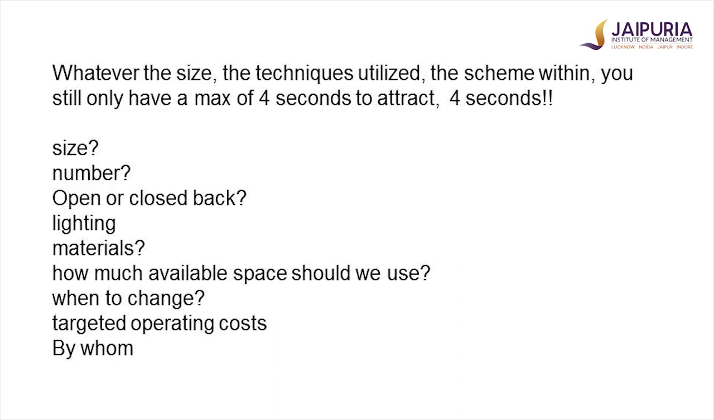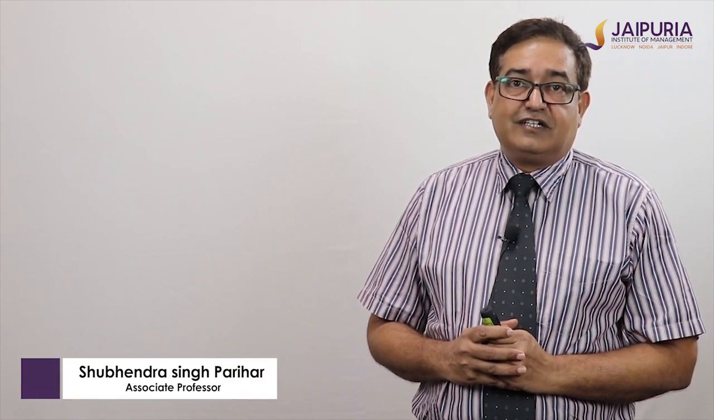So what should be the size? How many windows? Should they be open or closed? What should be the lighting? What should be the material? How much available space should we use? When to change: 15 days, 7 days, every day, once a month? And what is the targeted operating cost, and who bears it? These are a lot of questions when it comes to designing a visual window or window display and visual merchandising practice. And all of that has a cost, and that cost has to be managed by the sales and revenue you have generated.